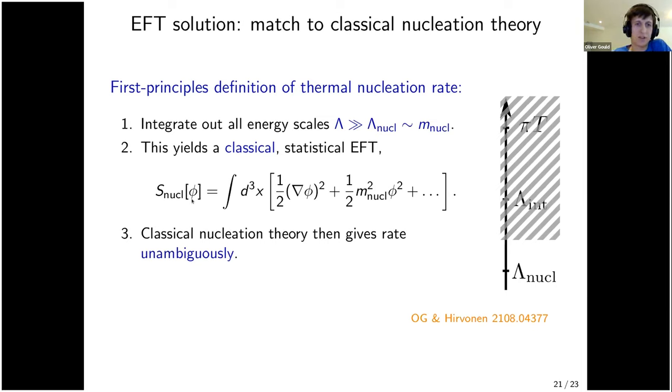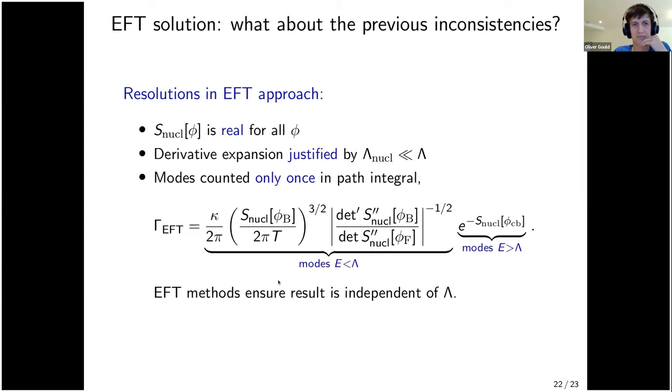Once you have a classical theory, you know exactly how to calculate the nucleation rate, because we have a rigorous classical nucleation theory developed by Langer, which essentially unambiguously gives you the rate. So starting from the quantum theory, we integrate out to find a classical theory, and then we know the rate. That's basically the steps, and this resolves all those issues that we saw before. This nucleation action is real for all values of phi. The derivative expansion is justified by a hierarchy of scales. Every mode is only counted once, so there's no inconsistency from double counting modes. And everything's independent of the matching scale you choose.